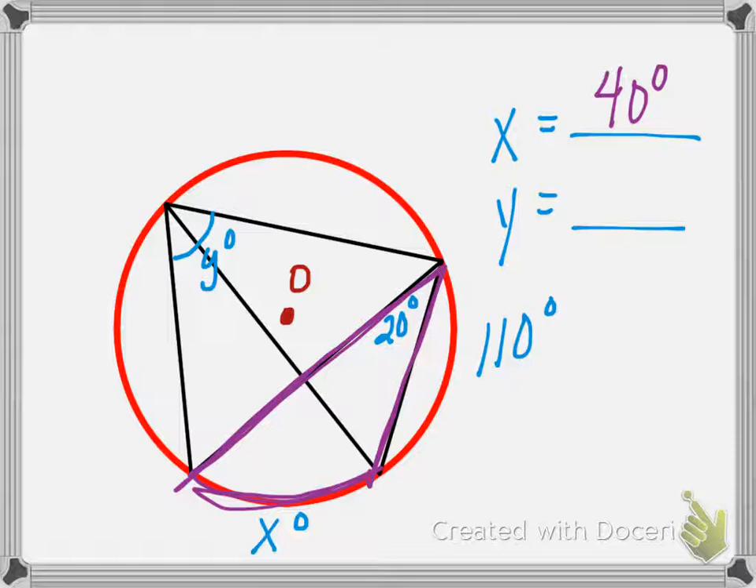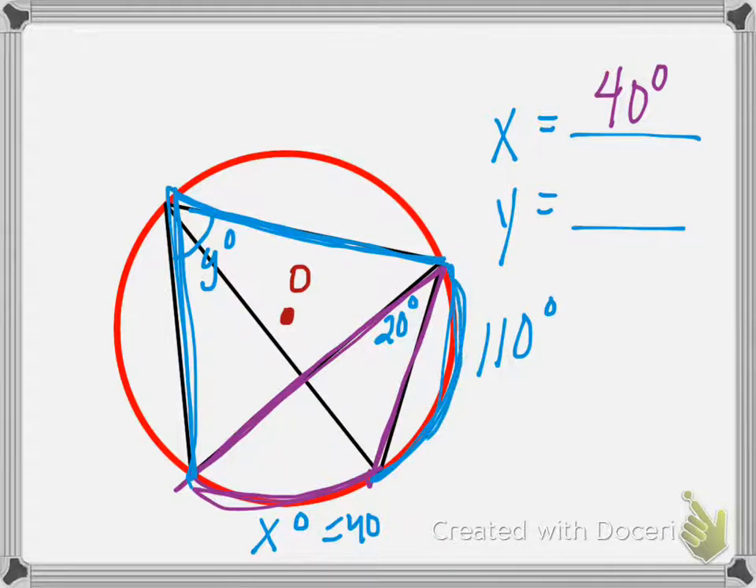So now I've got to look and say, okay, well, my y is this angle right here. Well, if x is 40, and I'm told that this arc, I'm sorry, is 110, this angle intercepts that whole arc, which is 150. The angle is half the arc, so my angle is 75 degrees. I hope you did well on that one.